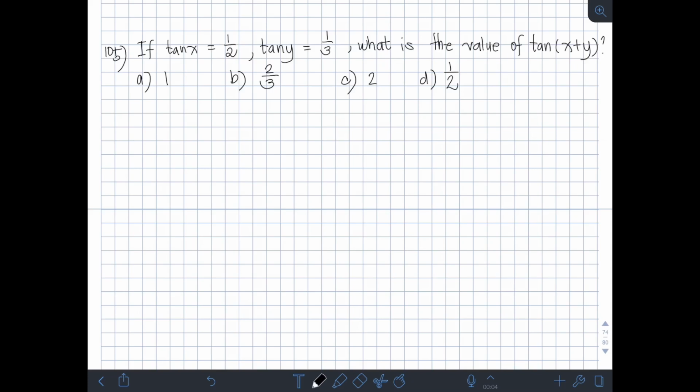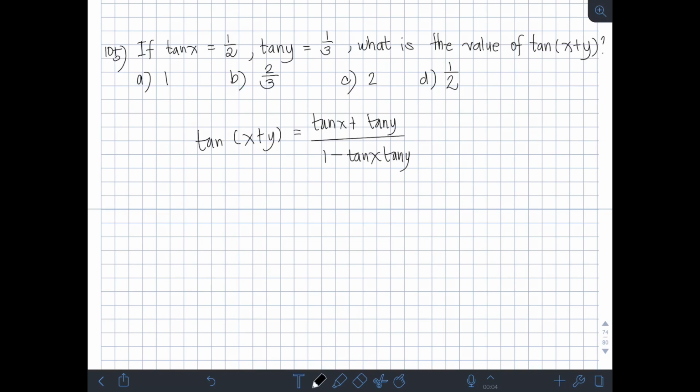Next, we have: if tan X is equal to 1/2, tan Y is equal to 1/3, what is the value of tan (X plus Y)? Okay, so meron lang tayong trigonometric identity for the sum of angles for tangent, right? So, it is equal to what? So, tan (X plus Y) is equal to tan X plus tan Y over 1 minus tan X times tan Y.